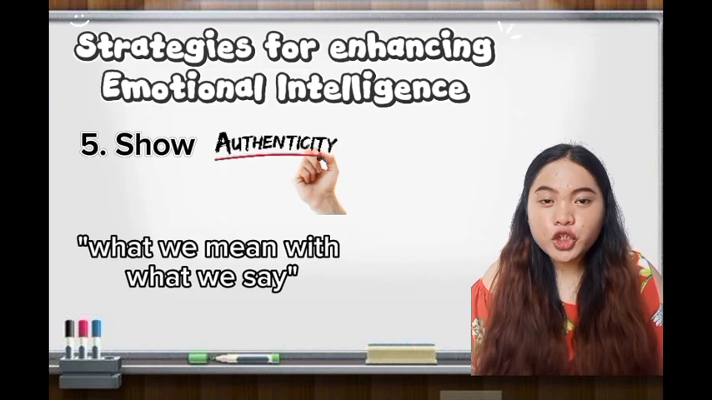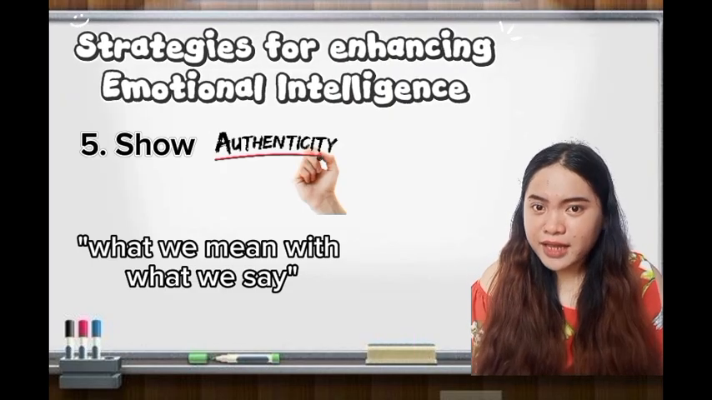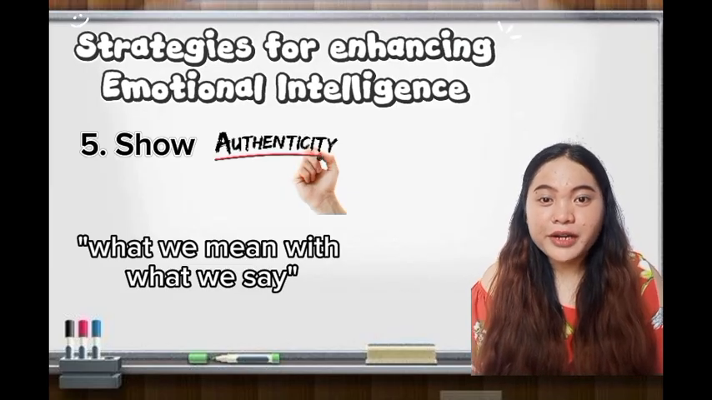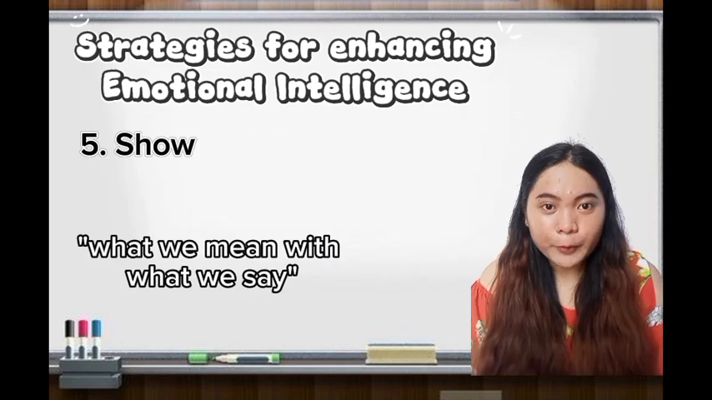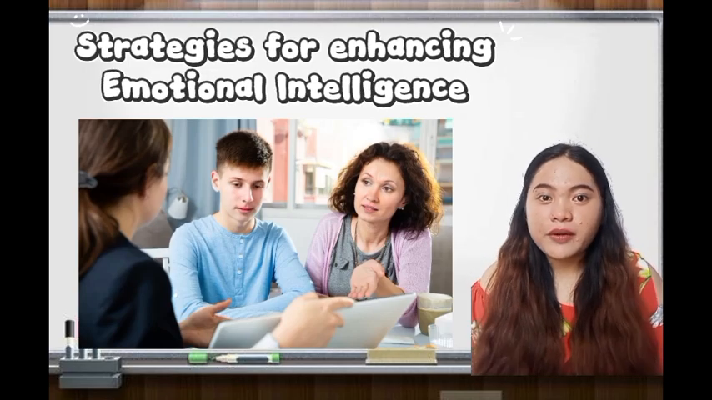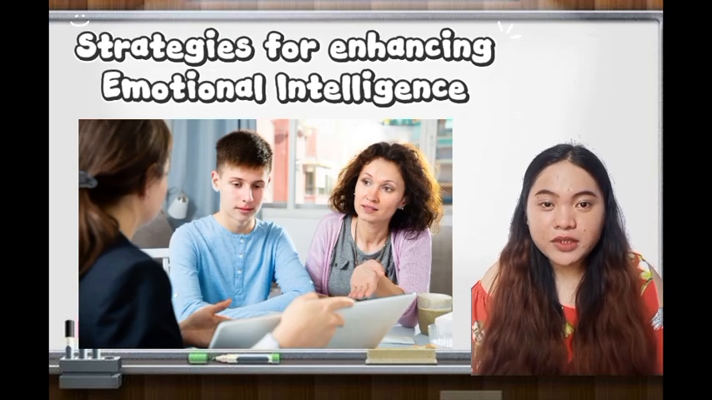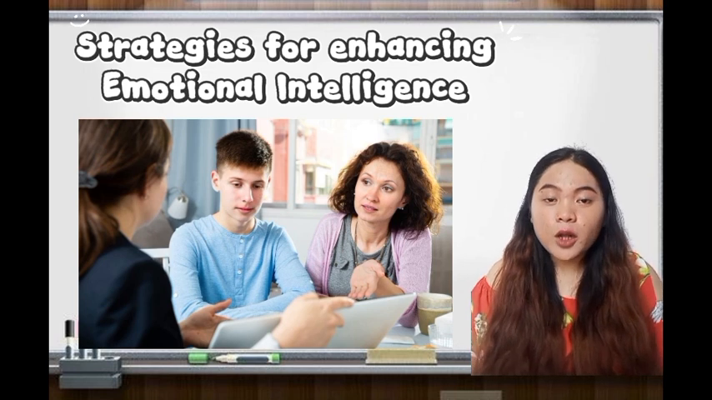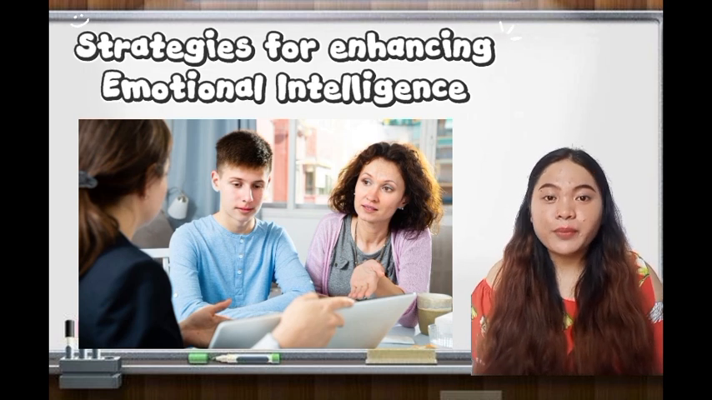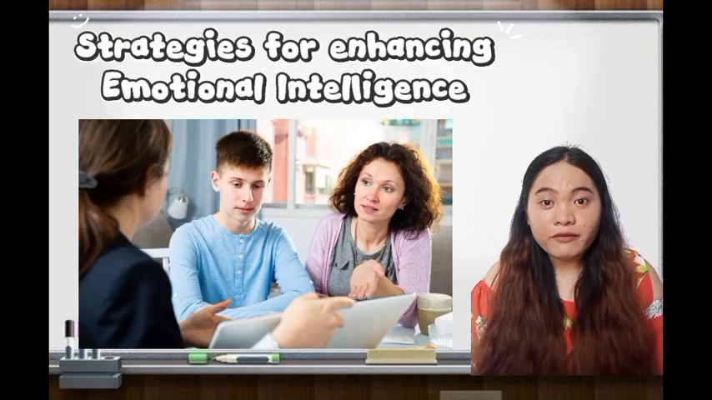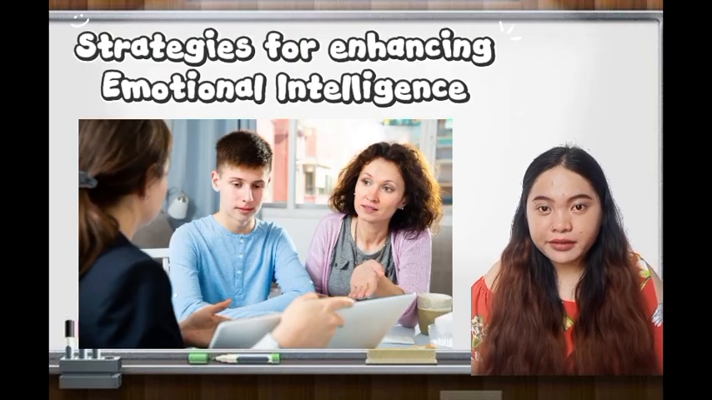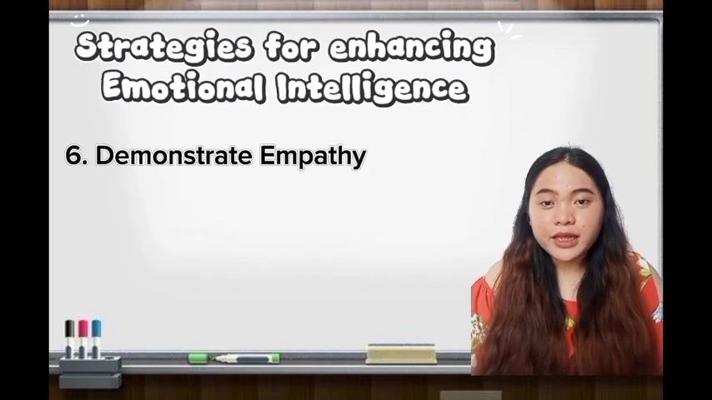Number five, show authenticity. This is saying what we mean and meaning what we say, and we have to stick to our values and principles. For example, in times of confrontation with parents as teachers, we should clearly express our side with respect and sincerity while consistently upholding the principle and truth behind the issue in order to avoid resorting to heated argument and conflict at the end. Number 6, demonstrate empathy.